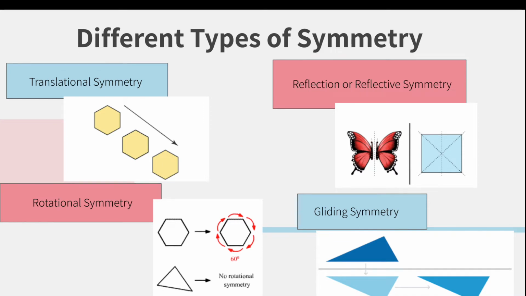All these types of symmetry can also have multiple lines: either one line of symmetry, two lines of symmetry, three lines of symmetry, four lines of symmetry, or even infinite lines of symmetry, as long as it can be divided evenly within the object.